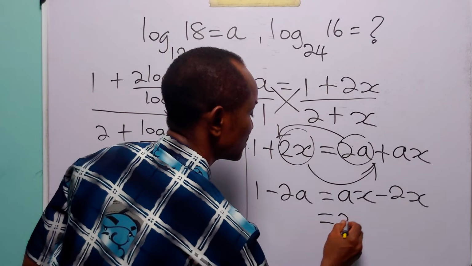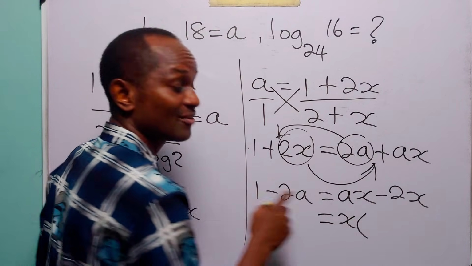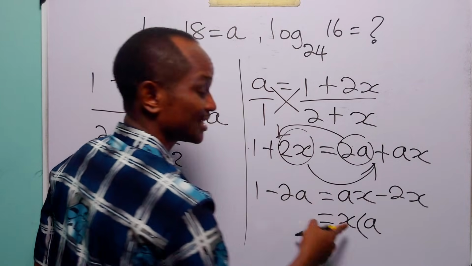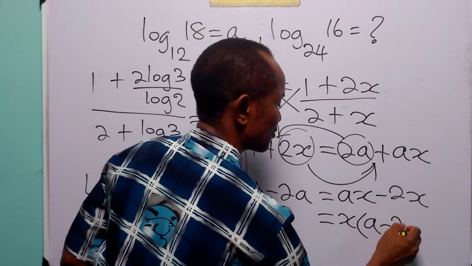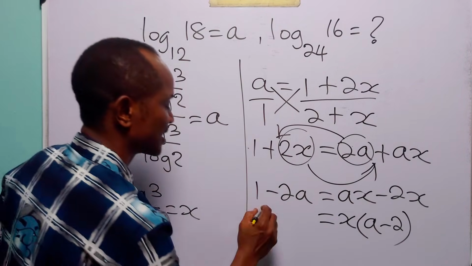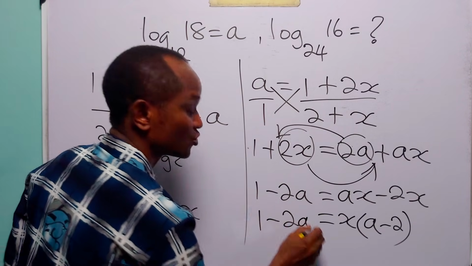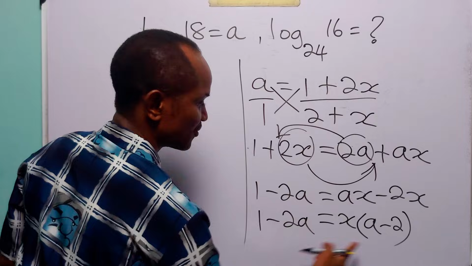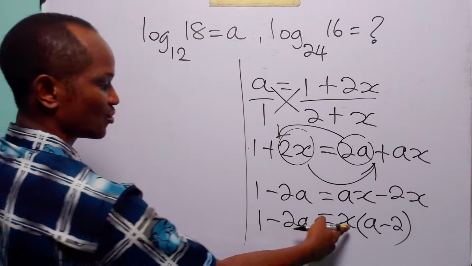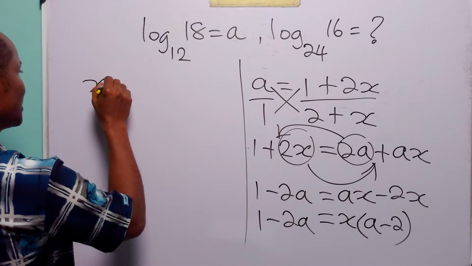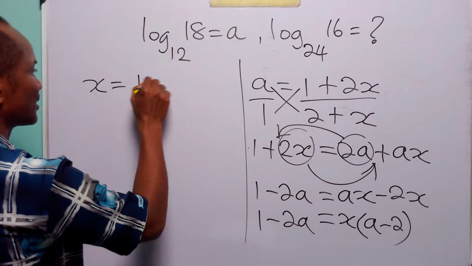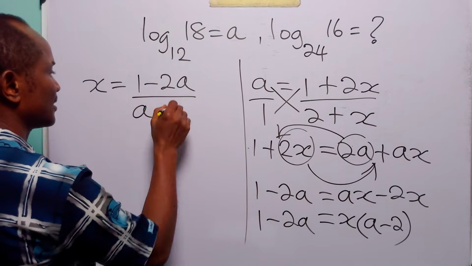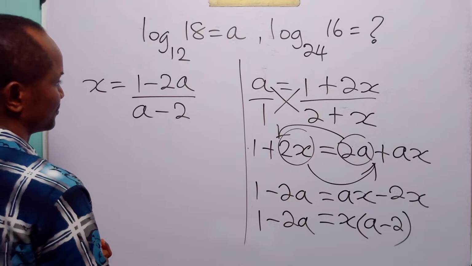So this is equal to x into a, x divided by x is a, minus 2x divided by x is minus 2. Of course, on the left-hand side, we still have 1 minus 2a. And dividing both sides of this equation by a minus 2, we have that x is equal to 1 minus 2a divided by a minus 2.